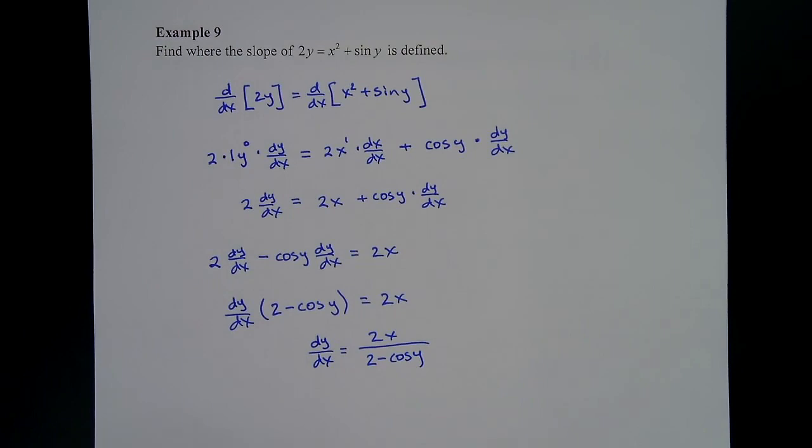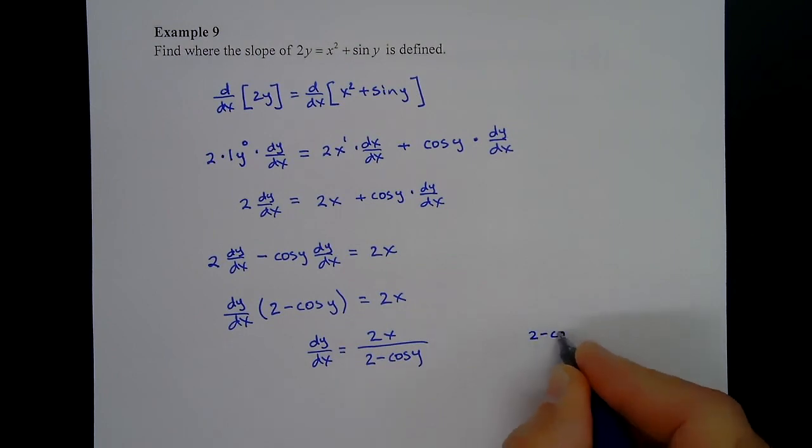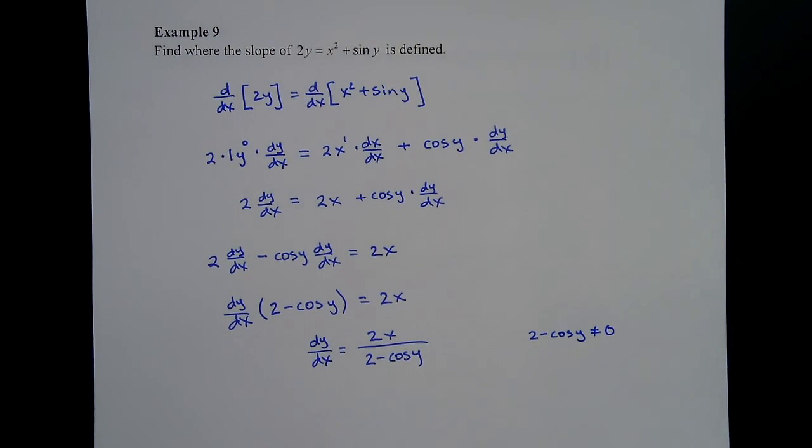Okay, so now I want to figure out where this derivative is defined. So what values can I put into this, okay? The problem with this is when this denominator is 0, okay? So we can't let that be 0. So 2 minus cosine of y cannot be 0. That's really the only restriction on this, okay? So if we can figure this out, we're going to be able to determine these, and it's going to be y values, okay? So for these y values, we can't use those because it makes it undefined, all right? So right now, if we move this over, it becomes cosine y. So 2 cannot be cosine of y, all right?